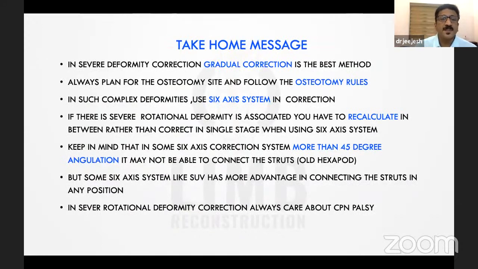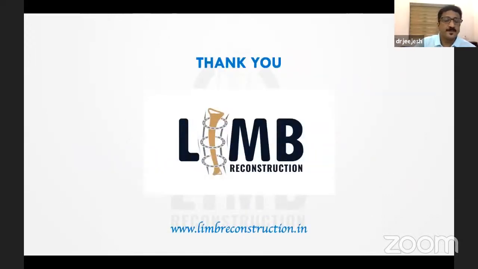Here, my take-home message is: in severe deformity corrections, gradual correction is the best method. Always plan for the osteotomy site and follow the osteotomy rules. In such complex deformities, use a 6-axis system for correction. And if there are severe rotation deformities associated, what I found is you have to recalculate in between rather than correct in a single stage. Keep in mind that in some 6-axis correction systems, with more than 45-degree angulation, it may not be possible to correct with the struts. But in some, like SUV, you can correct it. And in severe rotation deformity correction, always take care about common peroneal palsy. Thank you.